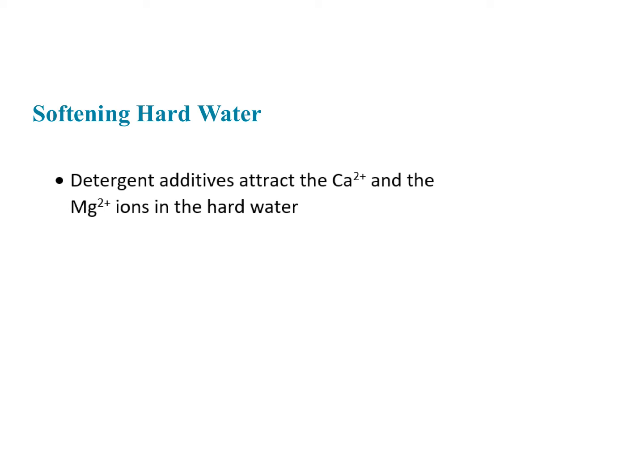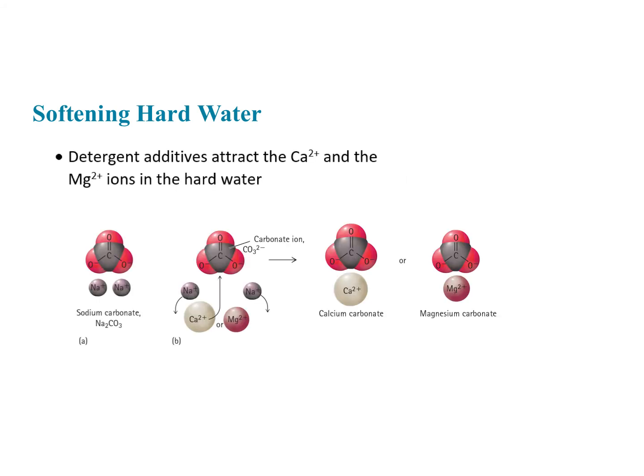And so what we can do is we can actually add other things into the detergent that attract those ions more strongly than the soap molecules attract them. And they bind them up so that they can't interfere with the action of the soap. One of the common additives that is added to soften water is sodium carbonate, which is Na2CO3. And so here we see the two Na atoms and then the C and the O3 here. This is the chemical compound Na2CO3, sodium carbonate.